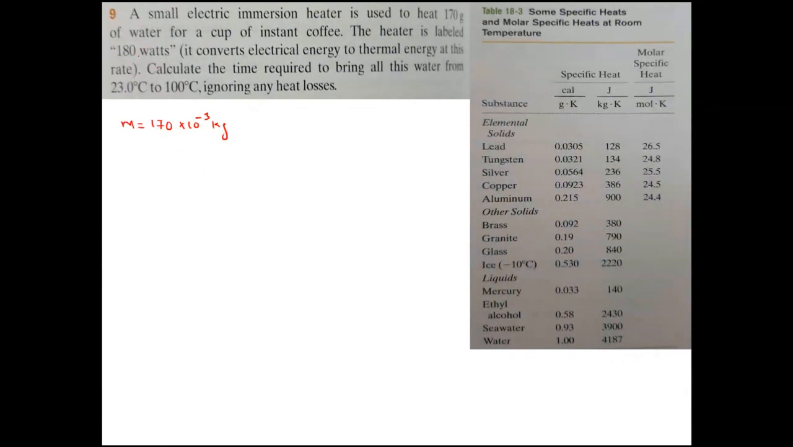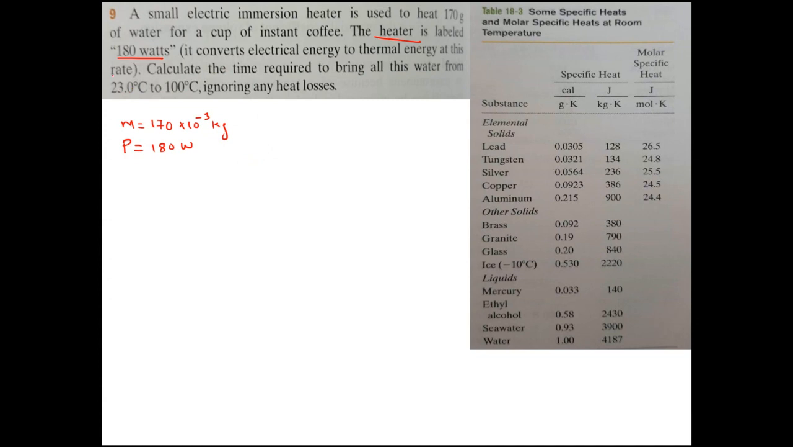And then you are using the heater. The power of the heater is given. What is the power of the heater? The power of the heater is given as 180 watt. Now calculate the time required to bring all this water from 23 degrees Celsius to 100 degrees Celsius.